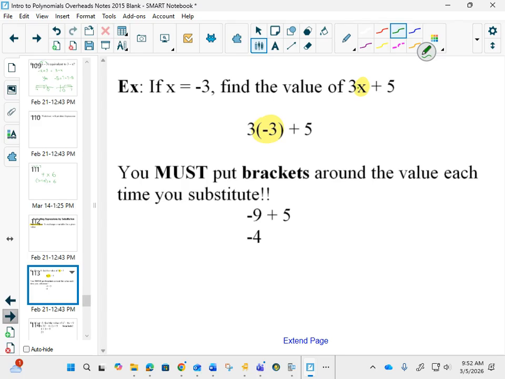This technically means, when they're smushed together, 3 times x. So now when we do the substitution, the brackets help us remember that it's still going to be 3 times -3. It's 3 times x, and now the x is -3. It's 3 times -3. And we'll have to do our order of operations. Does it make sense you multiply first? And when multiplying, you'll get a negative. 3 times 3 is 9. Then you can add the 5, and you get -4.